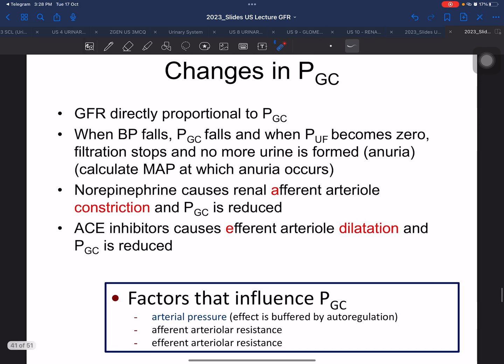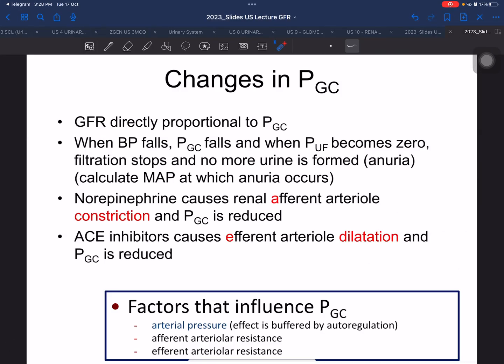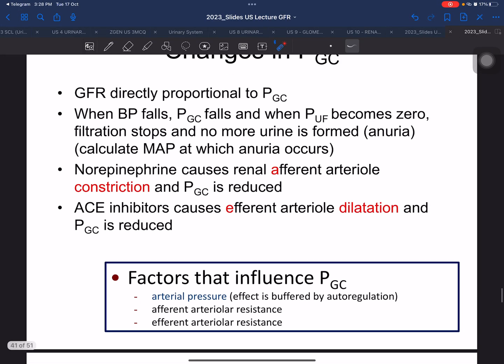And later we are going to look at how, when it drops or increases, it is auto-regulated and controlled back to the range, and how the efferent and afferent resistance contribute to this PGC.